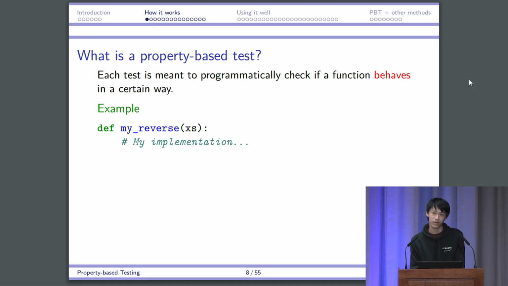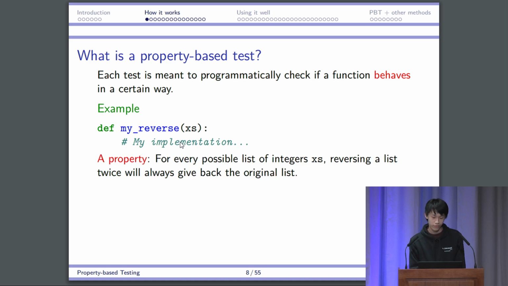Let's say I was writing a function that takes in a list and outputs the elements of the list in reverse, right? So I call it my reverse. And then I notice something about when I reverse a list. It's that if I reverse a list twice, it's going to give me back the original list. So reverse is an involution, if you will. And so I can write this property down formally. For every possible list of integers, x's, reversing a list twice will always give me back the original list.